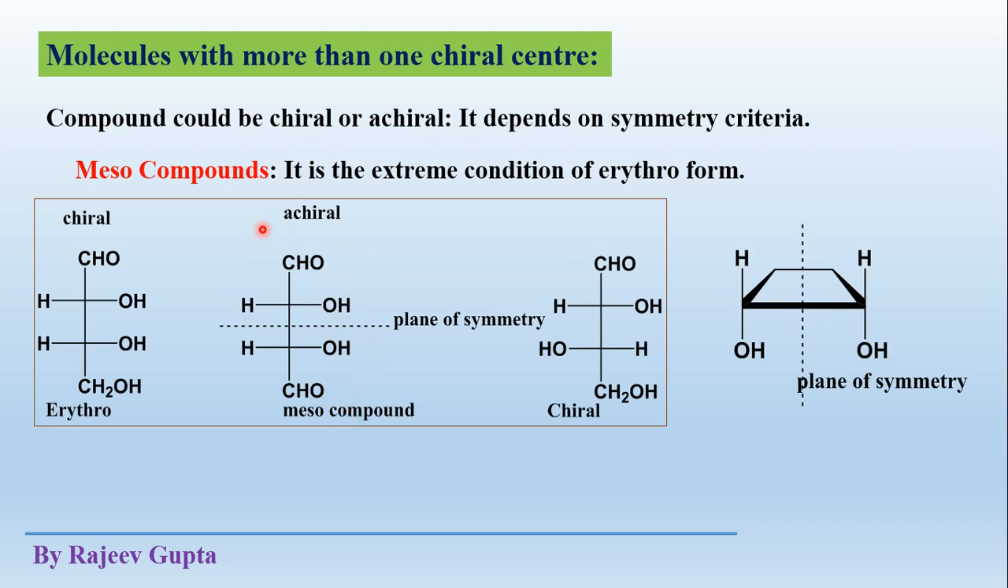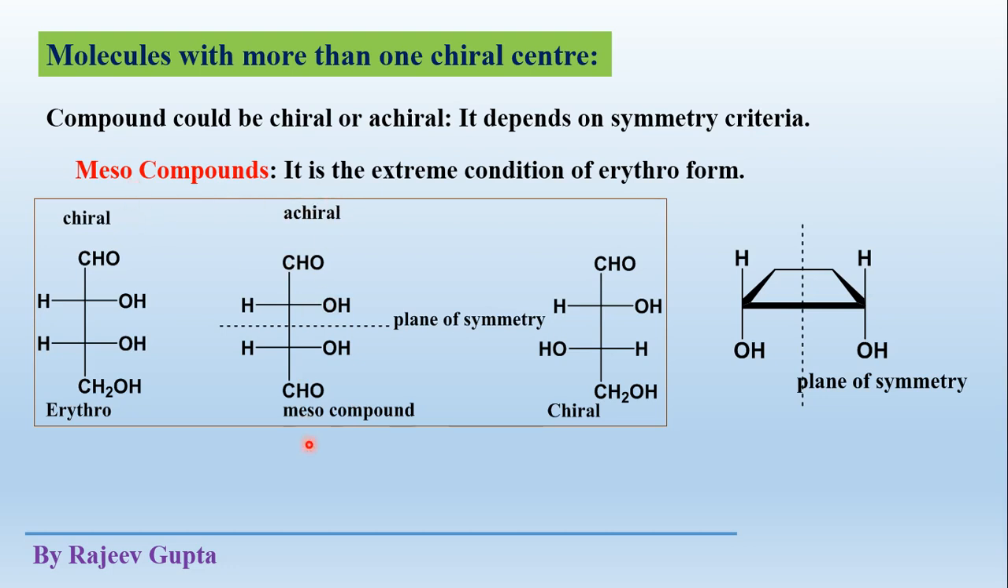So actually this molecule, this meso compound, is optically inactive due to internal compensation, means this half part compensates the effect of this half part. So due to presence of a plane of symmetry, this molecule is achiral even though it contains two chiral centers. Okay, so this is the example of a meso compound.